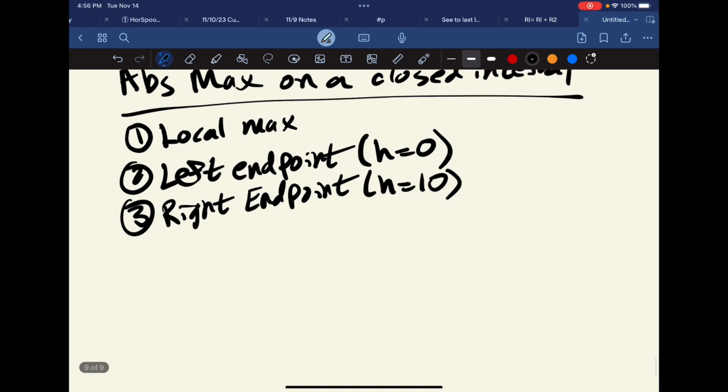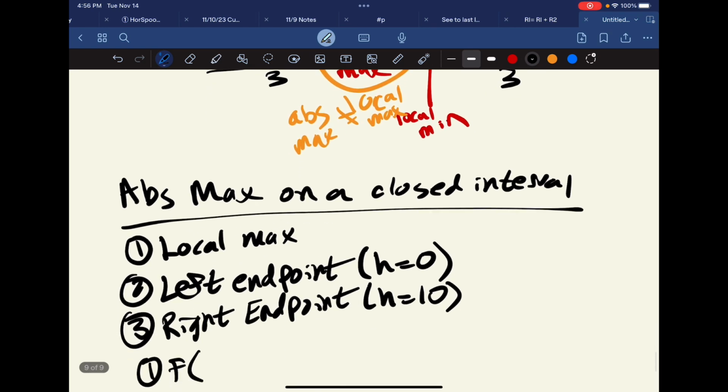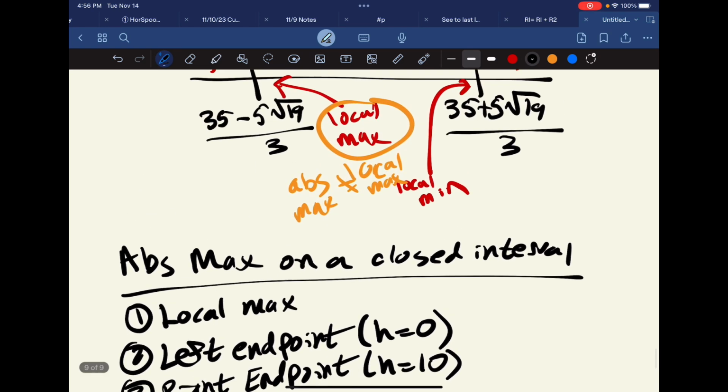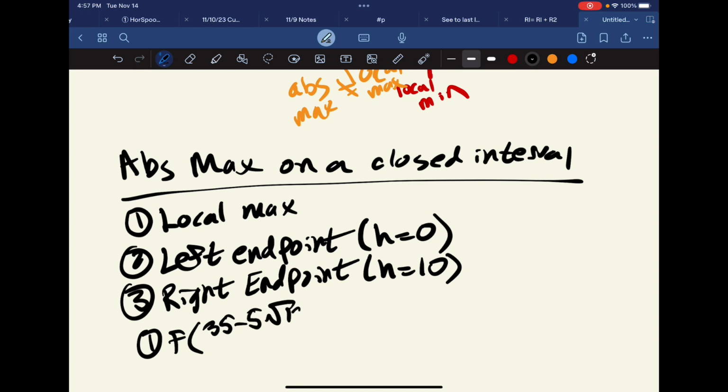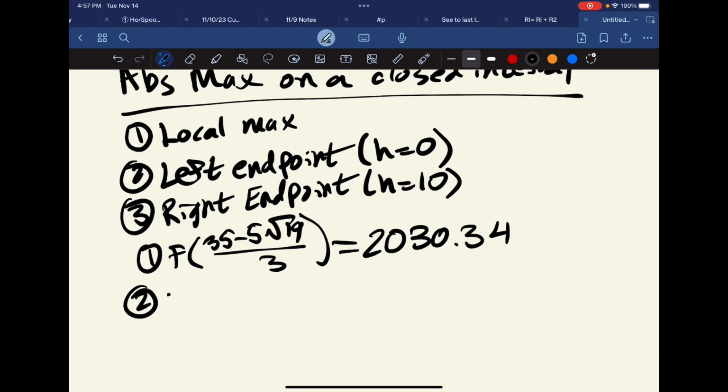So the value of our local max is going to be f of (35 minus 5 root 19) divided by 3. And when we plug that in, just take my word for it, you get 2030.34. So then now we're going to test our left endpoint, v of 0. Oh yeah, I'm sorry, this is not f, this is v.